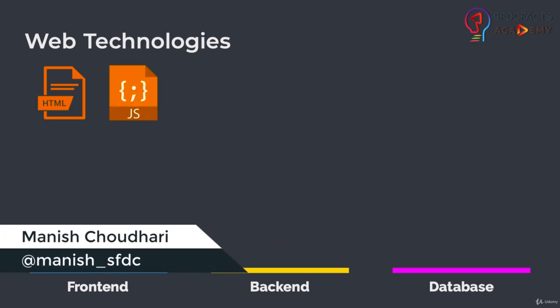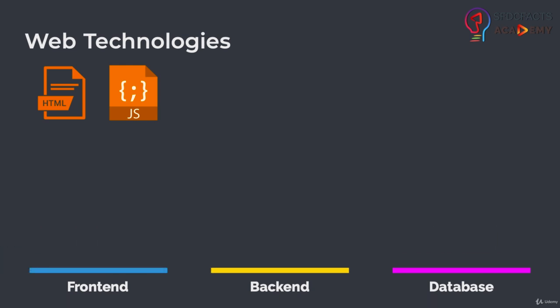For client-side computation or for front-end logic, we use JavaScript. So JavaScript gives your HTML pages some dynamic behavior. This means if I click on a button, I can use my JavaScript to make some things happen. So let's say on a click of a button, I want to show a pop-up. Then JavaScript can be used there.